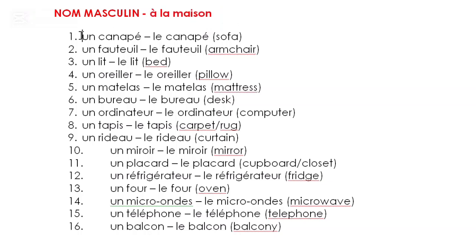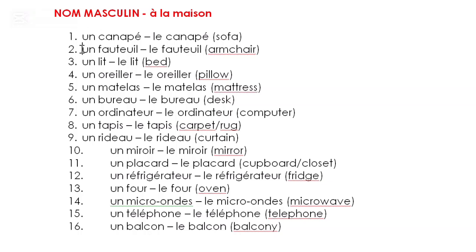So now repeat after me these nouns. Un canapé is a sofa. And you can also say the sofa. Remember we said le is the. Le canapé. Because it is male, you put le. Where we are using un to mean a or an, you can also use le to mean the.